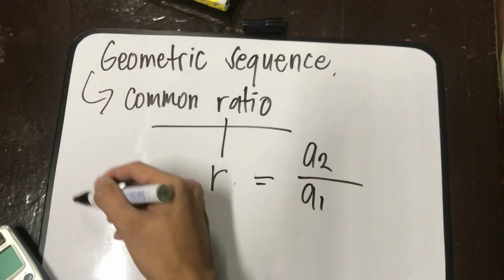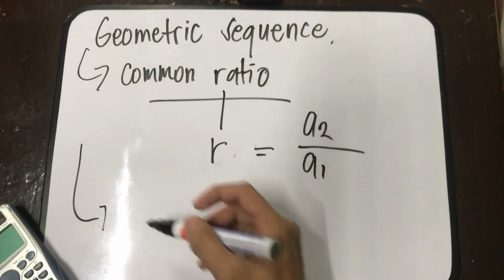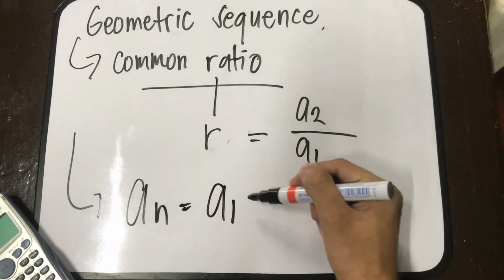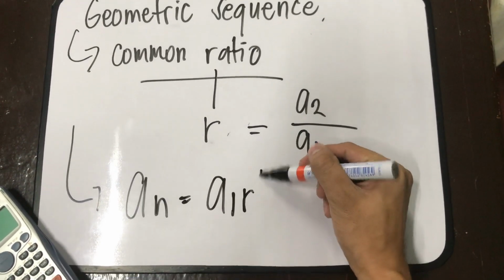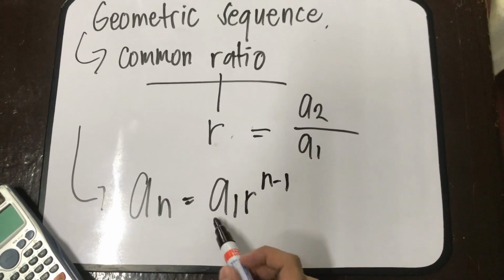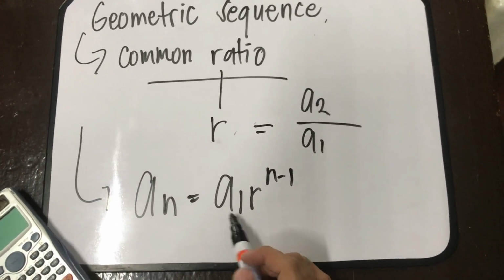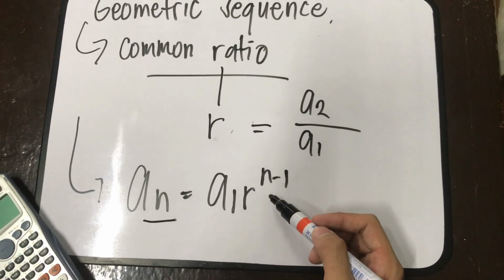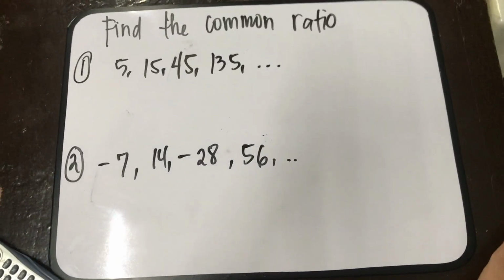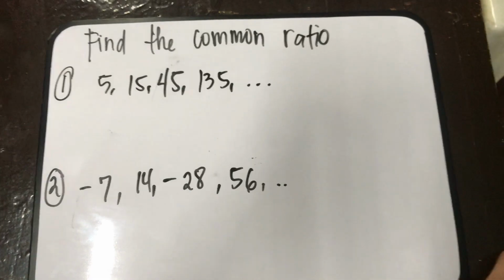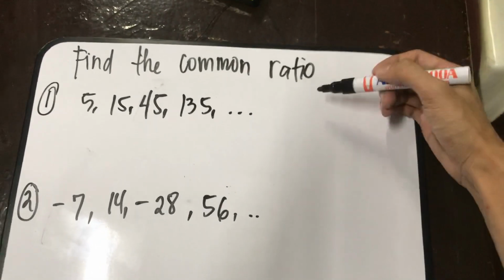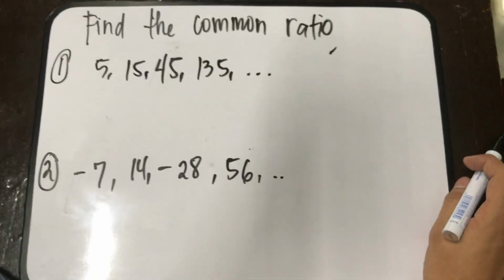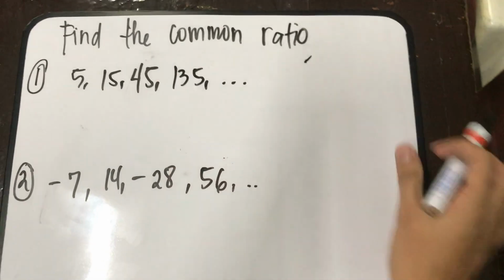We also have a formula in geometric sequence, which is a sub n is equal to a sub 1 times r raised to n minus 1. A sub 1 natin, that is our first term. A sub n, ito yung term na hinahanap natin. Dapat alam muna natin kung paano tayo naghahanap ng common ratio bago tayo mag-proceed sa geometric sequence. So, let's have an example number 1.